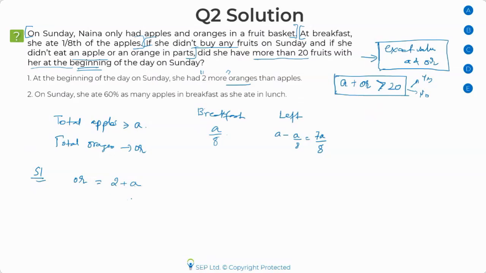Now, again, as I told you, we are not looking for an exact value, so we should think a bit and see if we can come up with a tentative value, some kind of value to get the answer. Can anyone tell me, if I know that she ate A by 8 apples at breakfast, what kind of values can A take, or what is the implicit inference you could have drawn here? What's the implicit inference about A, the number of apples, if she's eating 1/8 of the apples at breakfast?